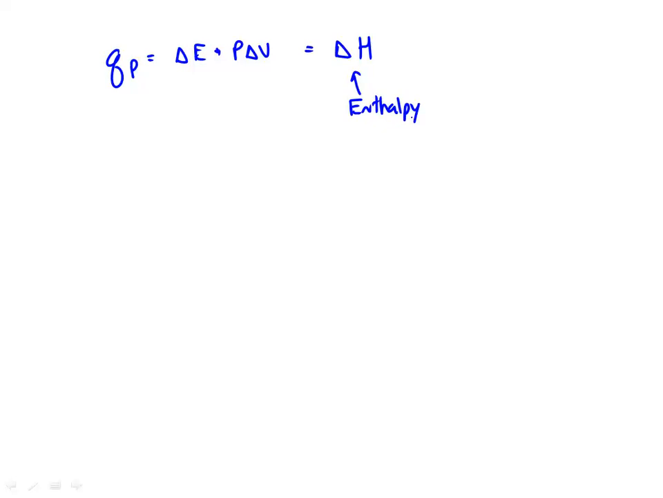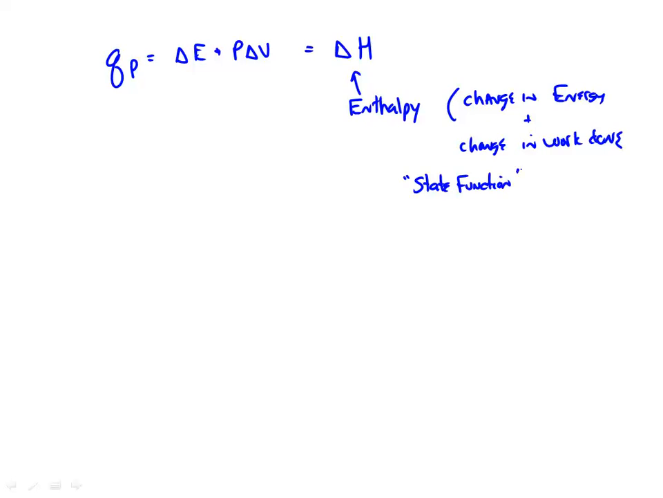So realize that enthalpy is just a fancy way of saying the change in energy plus the change in heat. Or not change in heat, change in the work done. And so it turns out that this also, of course, is a state function. And so we choose to use delta H for doing things because delta H is a state function.